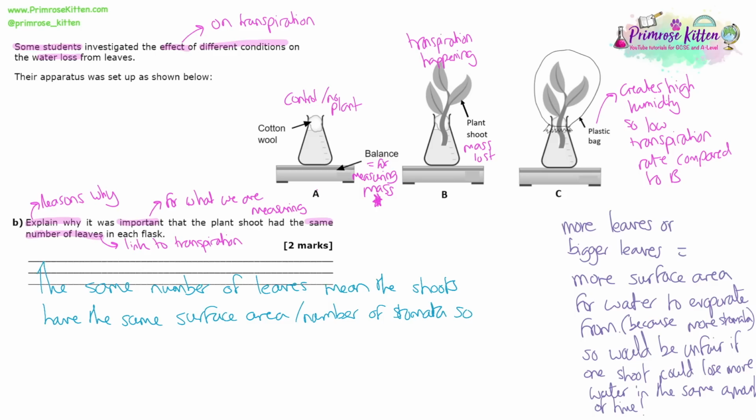So 1 mark for saying the same number of leaves means the same surface area or the same number of stomata. That's 1 mark. And then the second mark comes from saying so the same amount of water would be lost.